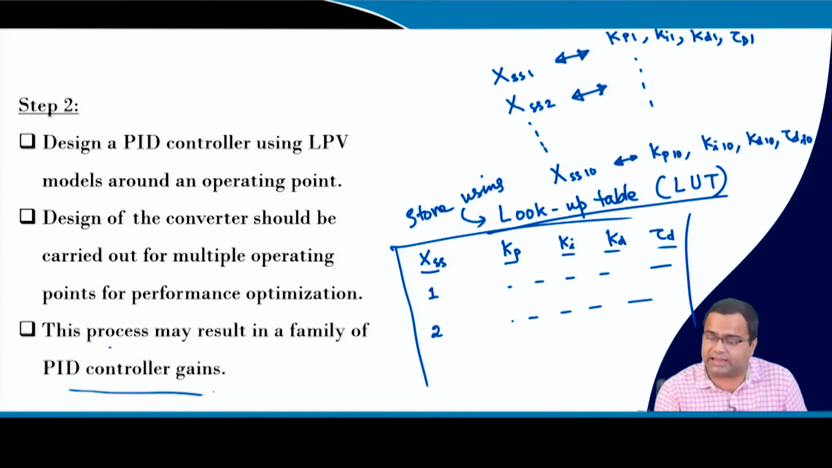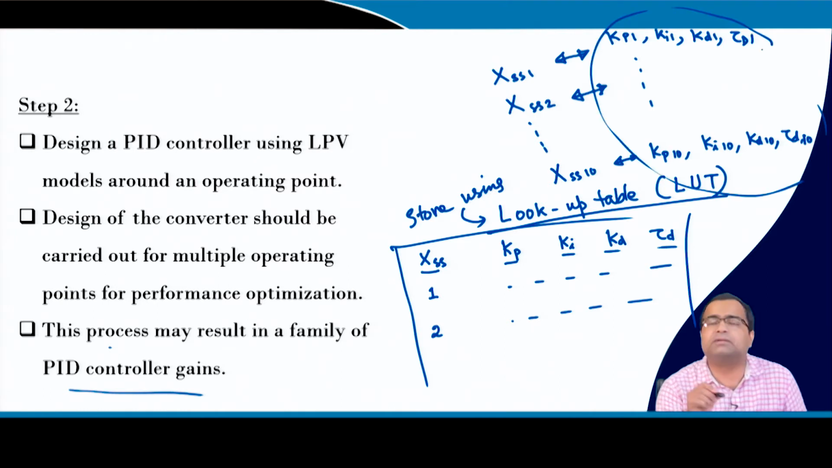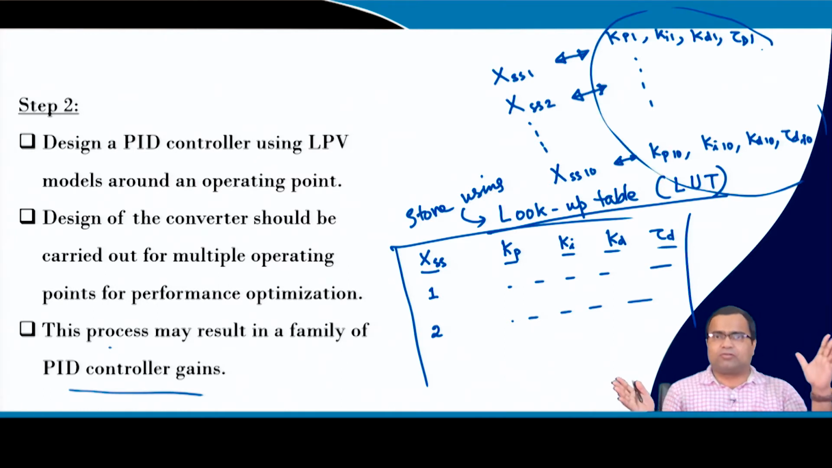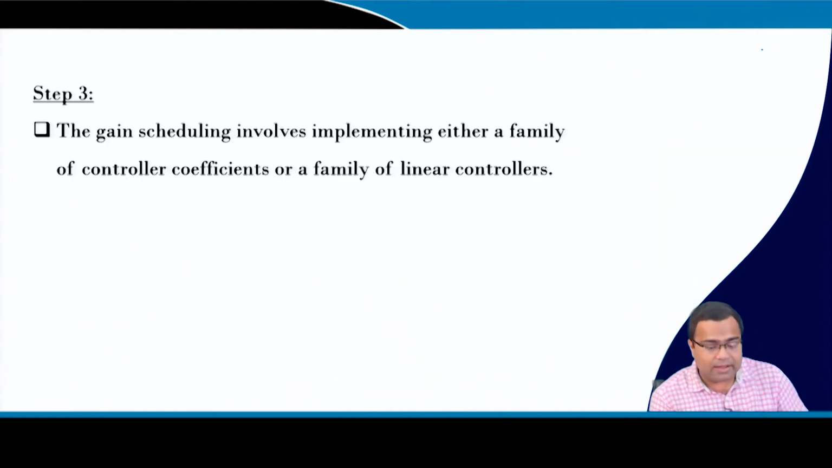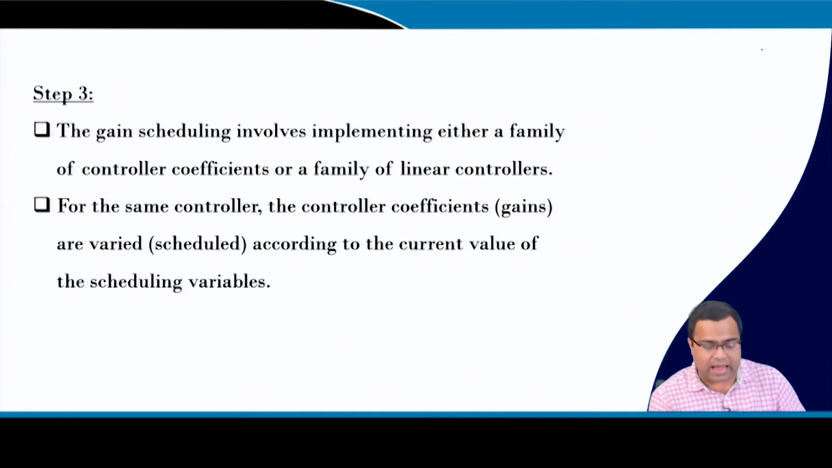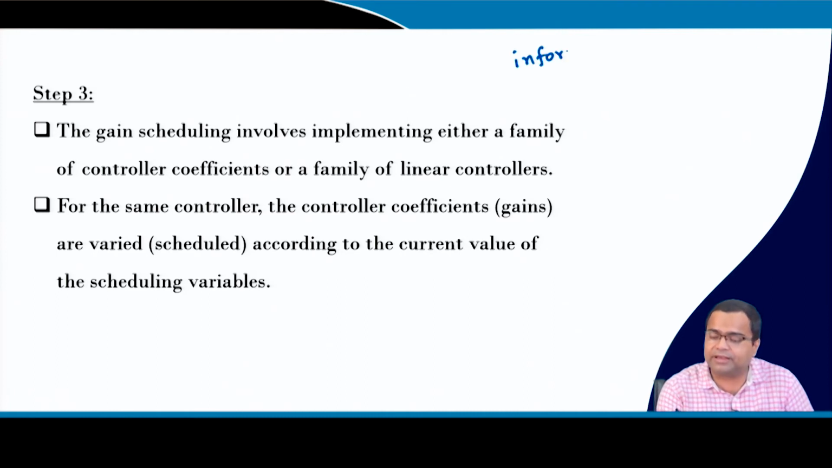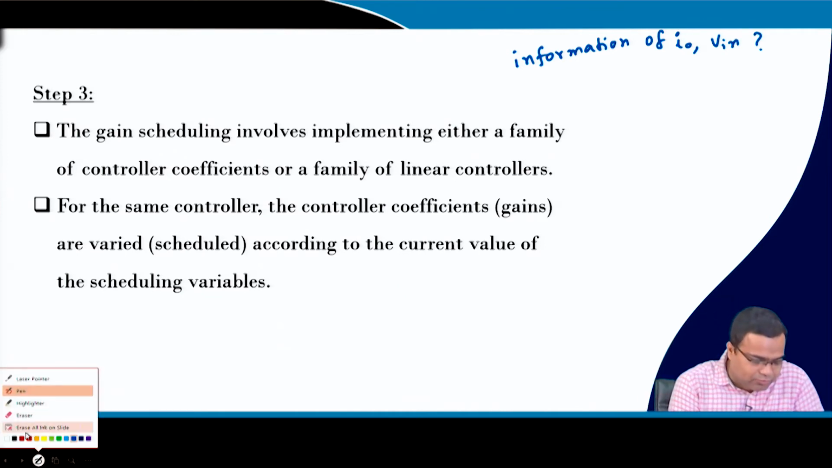and then this may result in a family of PID controller gains. That means you will get multiple sets of PID controller gains, and that will create a family of controller gains. Then what I will do, for each coefficient I can use a lookup table with the scheduling variable. But the question is, how can we get the information of load current and input voltage? How can we get it? So, one way is we can do direct sensing.